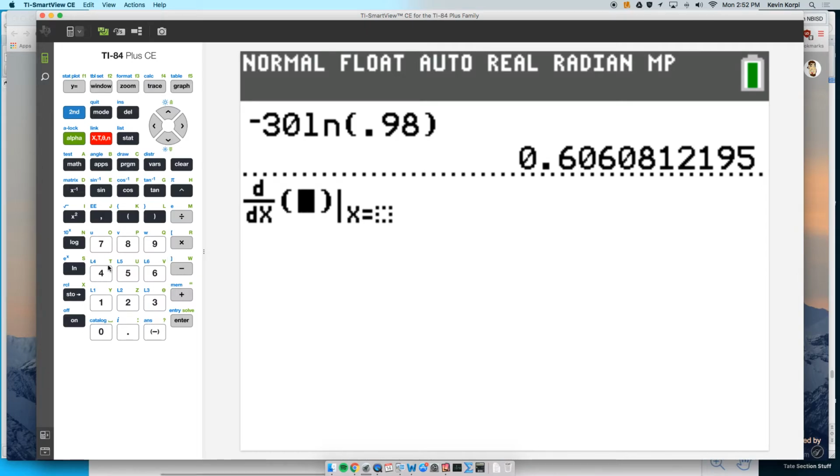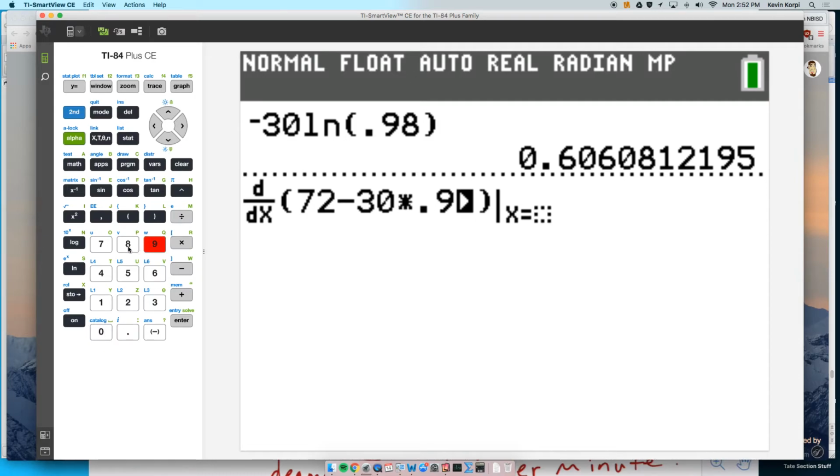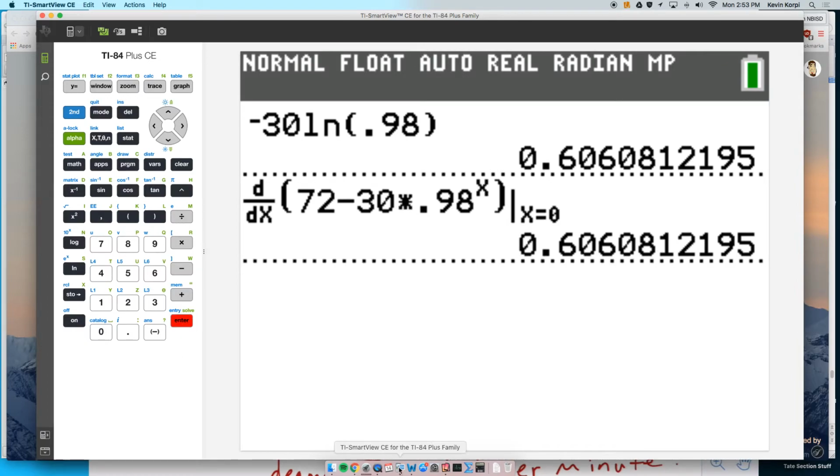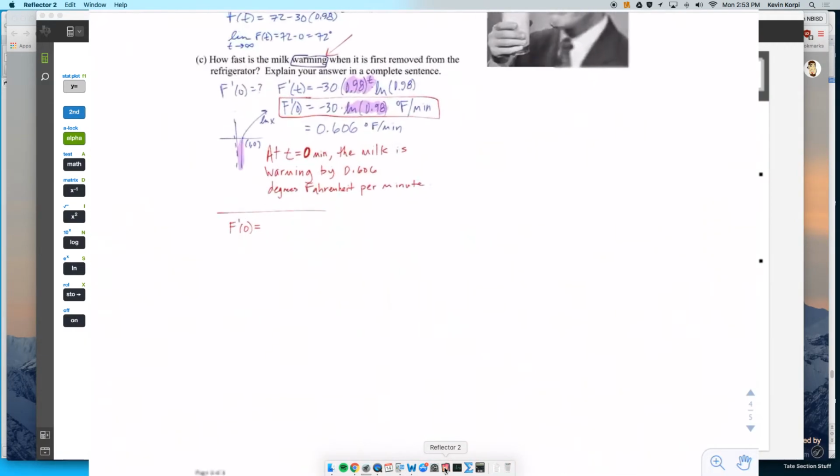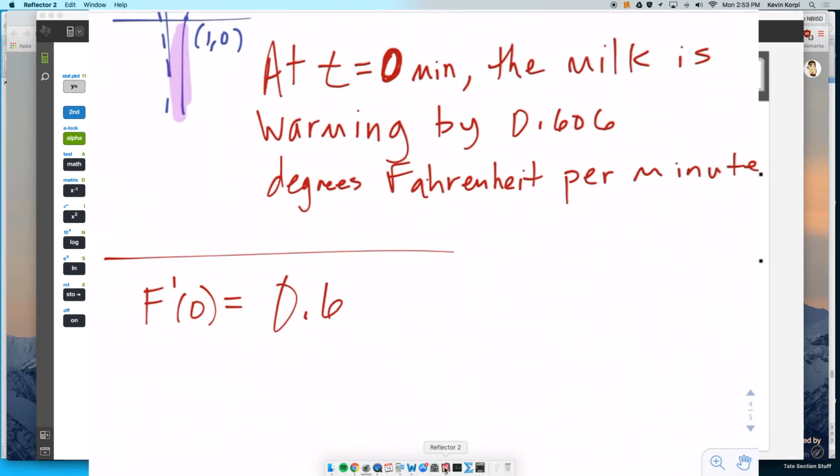It was 72 minus 30 times 0.98. You don't have to. You certainly could, right? Better to have them and not need them. To the x power, and then the key is over here. We're going to evaluate it at x equals what? 0. And you hit enter, and it gives you the same answer. And so you write that down. 0.606. 0.606 degrees Fahrenheit per minute.